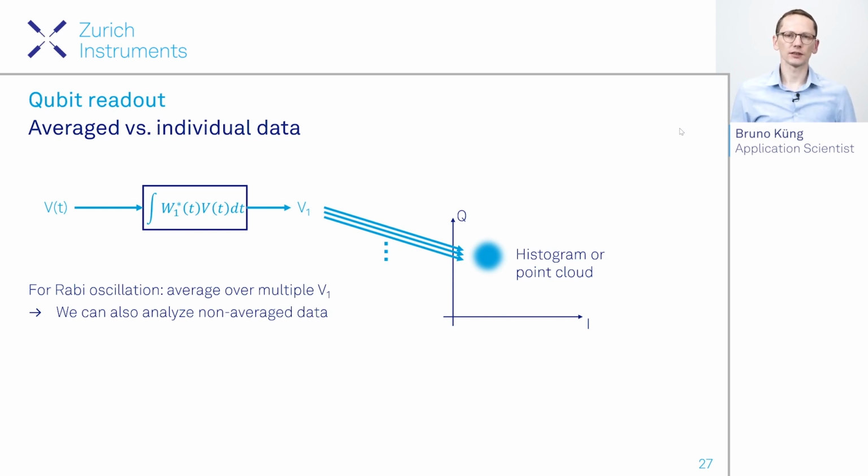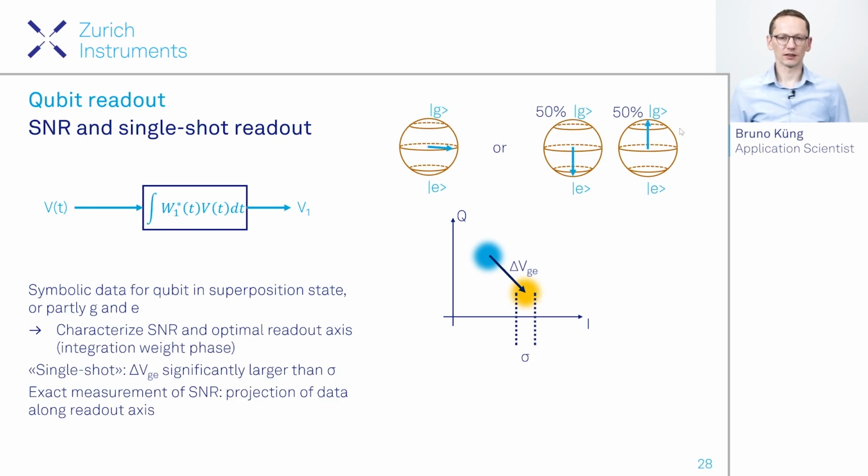But we looked only at the average of these voltages and also only at one quadrature of these averages. But we can also look at the underlying individual data points, and a useful way to plot and analyze this is using a histogram or point cloud in the IQ plane, which is represented symbolically here on the right. And this image corresponds to a qubit in a single state. It gets a bit more interesting if the qubit is originating in a superposition between ground and excited, or if it's halfway in ground, halfway in excited state.